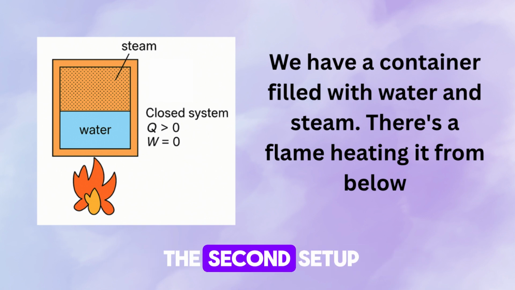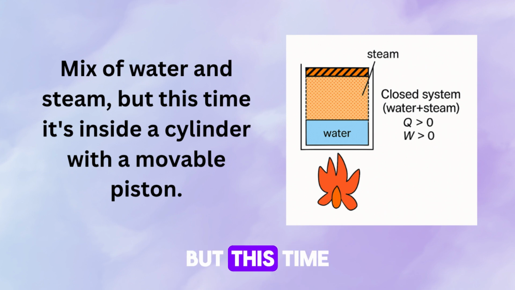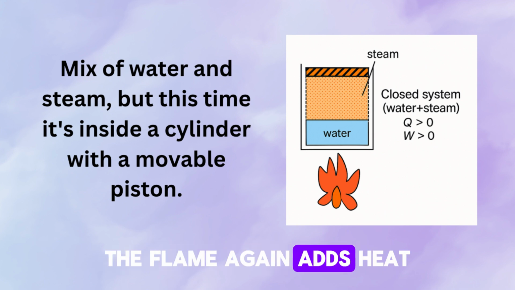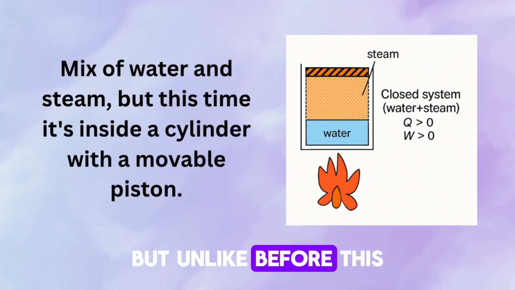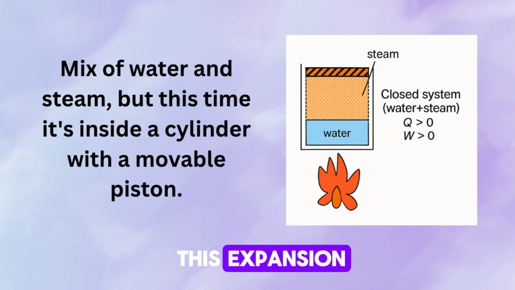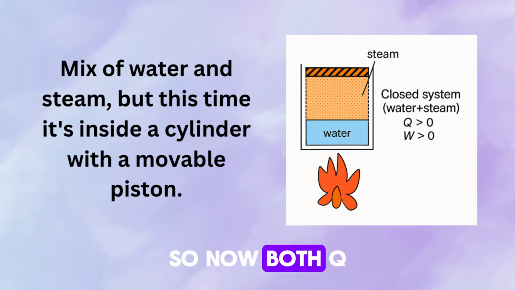Now let's look at the second setup. Here we have a similar mix of water and steam, but this time it's inside a cylinder with a movable piston. The flame again adds heat, so Q is still greater than zero. But unlike before, this system can expand, pushing the piston up. This expansion means the system is doing work on its surroundings. So now, both Q and W are greater than zero.